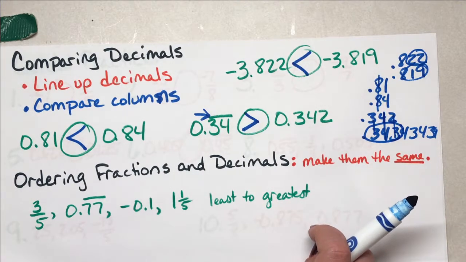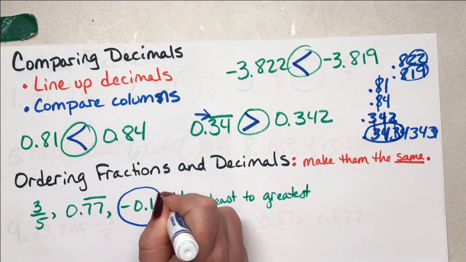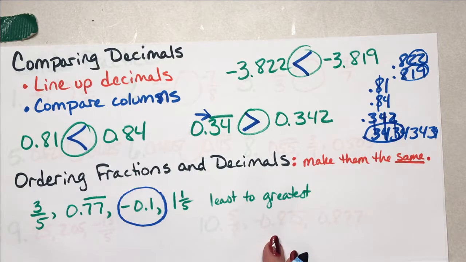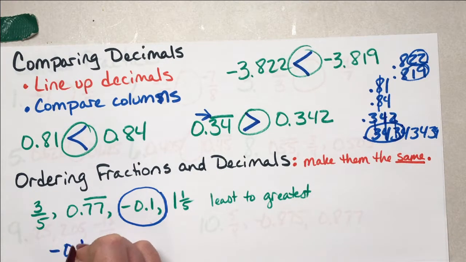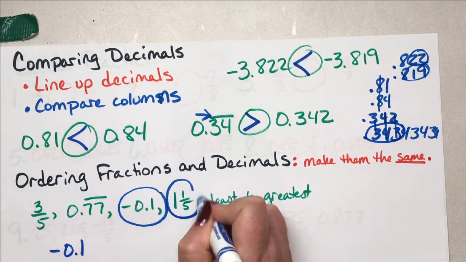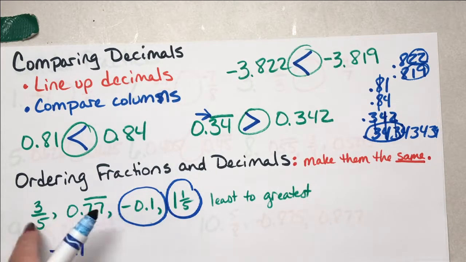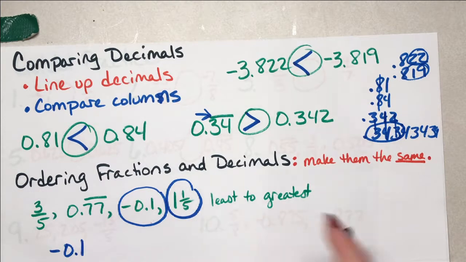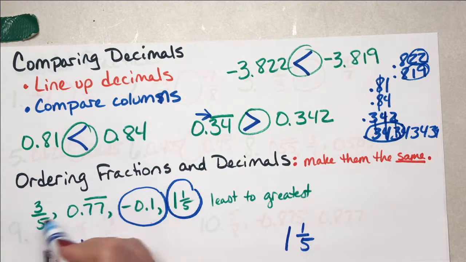Well, some of these we can do right off the bat. I have one negative number. All positive numbers are going to be bigger than all negative numbers. So I'm going to say this one's the smallest because it's the only negative number. So I'm going to put negative 0.1 there. It's done. This number is the only one that's greater than 1. All of these are just fractions, somewhere between 0 and 1. So this is going to be the biggest, and it's going to go over here. These two are the ones I have to compare.